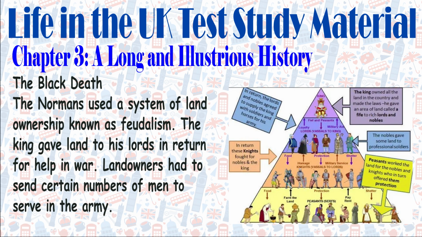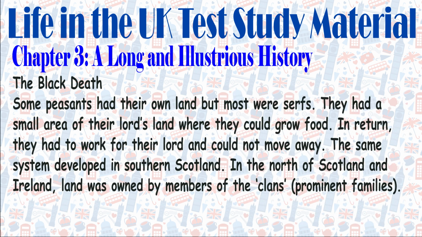The Normans used a system of land ownership known as feudalism. The king gave land to his lords in return for help in war. Landowners had to send certain numbers of men to serve in the army. Some peasants had their own land, but most were serfs. They had a small area of their lord's land where they could grow food. In return, they had to work for their lord and could not move away. The same system developed in southern Scotland. In the north of Scotland and Ireland, land was owned by members of the clans, prominent families.